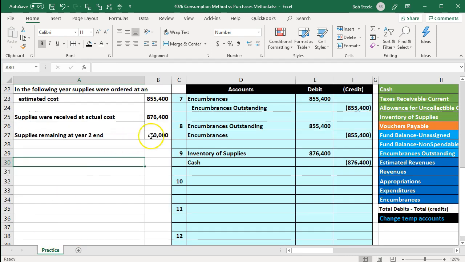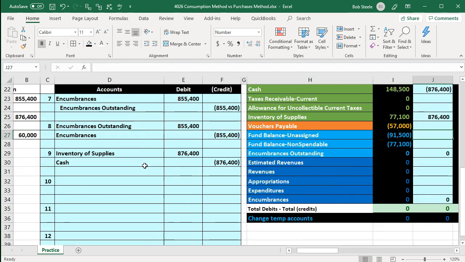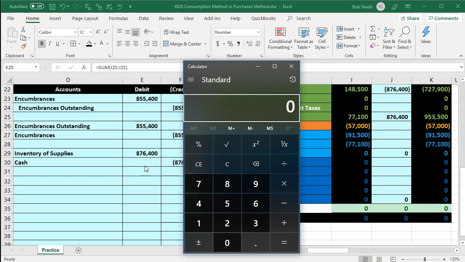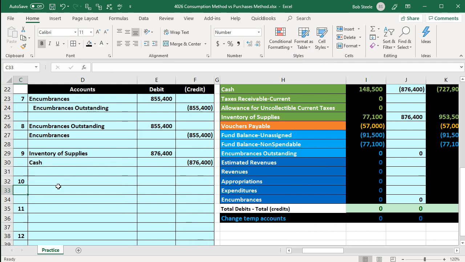Next item, we're saying that the supplies on hand now, the physical count at the end of the time period, is 60,000. So if we go back over to our inventory, we're at this 953,500. We need to bring it down to 60,000. So we're going to say, all right, 953,500 minus 60,000. That means we need a transaction for this amount. So we're going to say, all right, inventory needs to go down. I'm going to put inventory on the bottom.